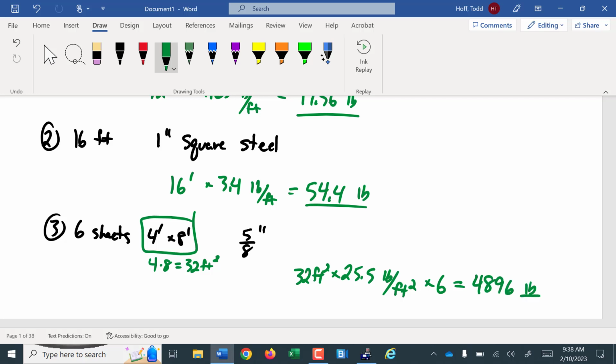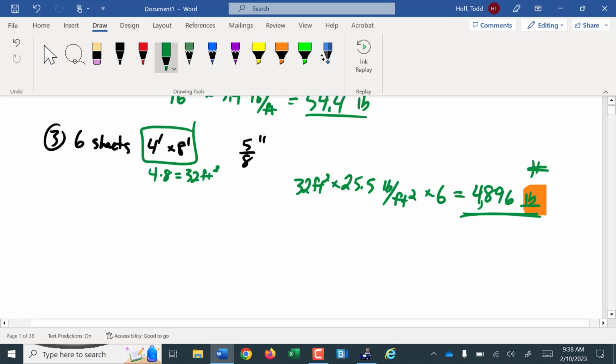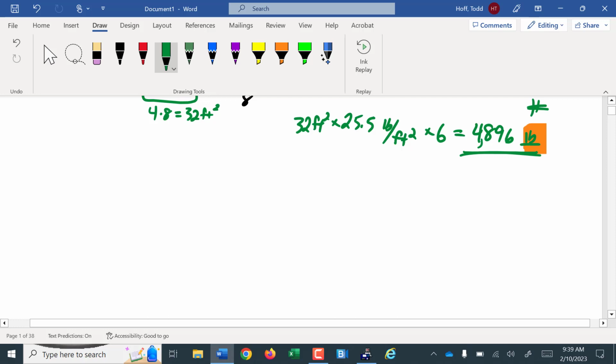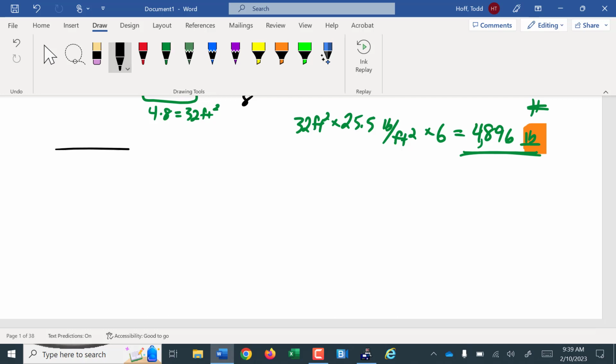4,896 pounds. Are you guys used to using LB for pounds, or are you guys used to using the hashtag for pounds? Or kind of either one? Okay. When I'm doing straight math, I usually use LB, but when I'm doing some of the structural stuff, I use the hashtags. Be aware I'll probably switch back and forth as I go through here.